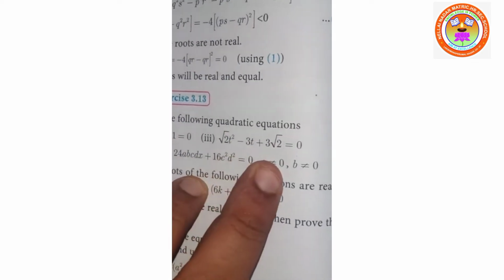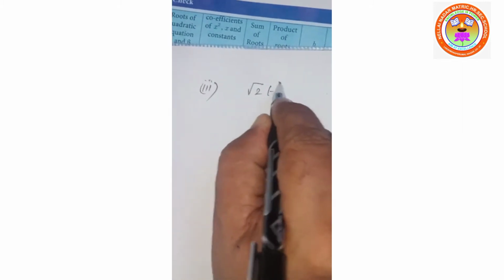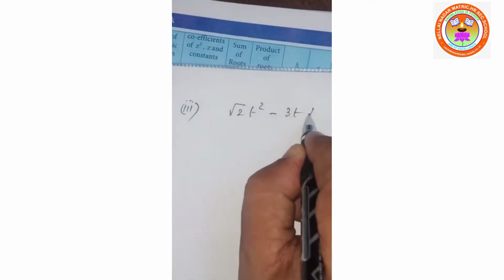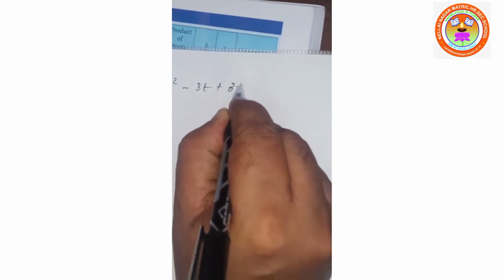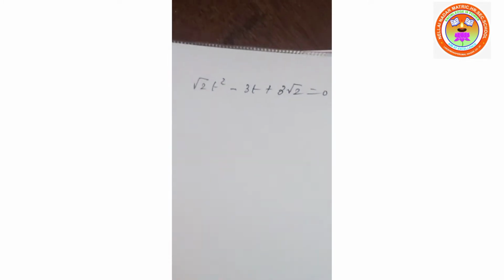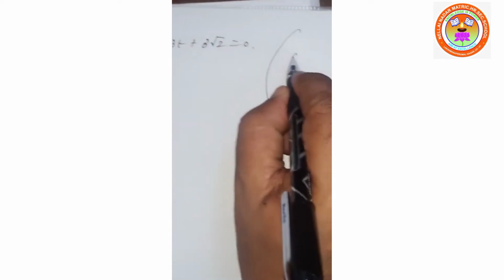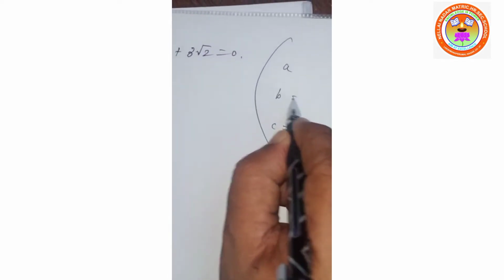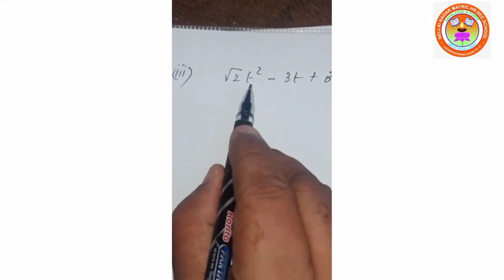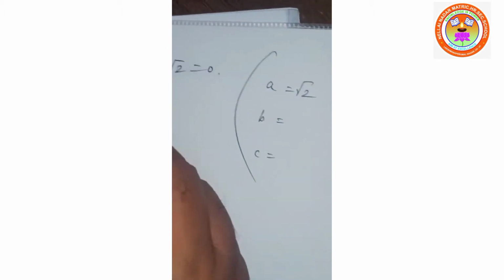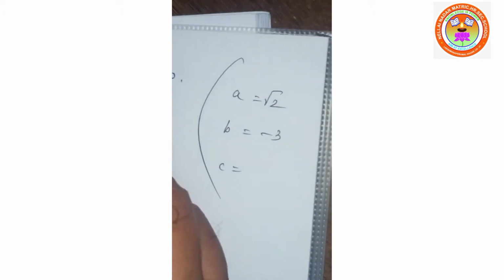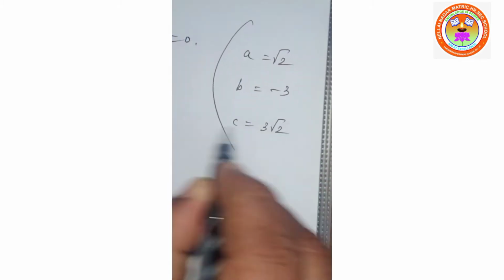Now subdivision number 3. Question: root 2 into t squared minus 3t plus 3 root 2 equals 0. Write a, b and c. Here a is the coefficient of t square, that is root 2. b is the coefficient of t, that is minus 3. And c is the constant term, 3 root 2.